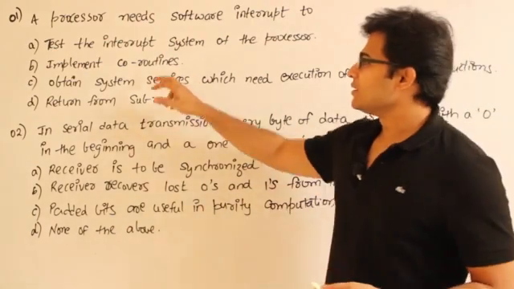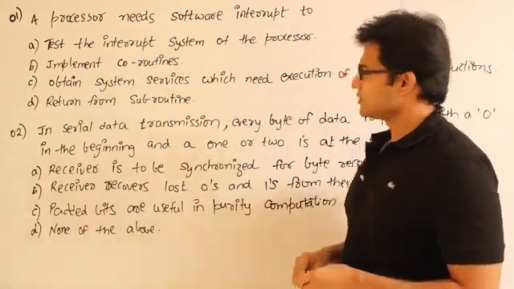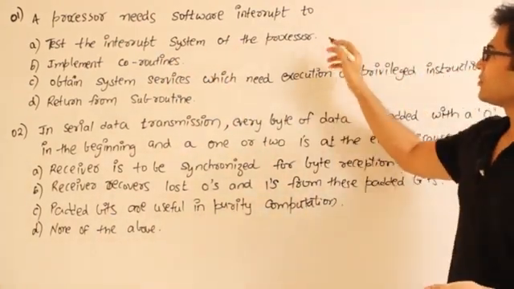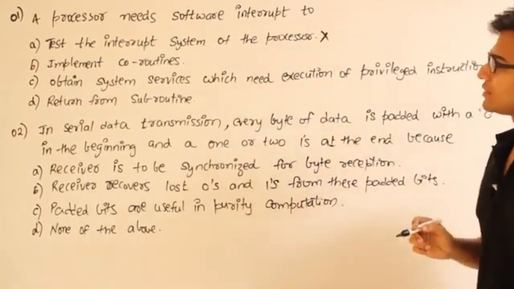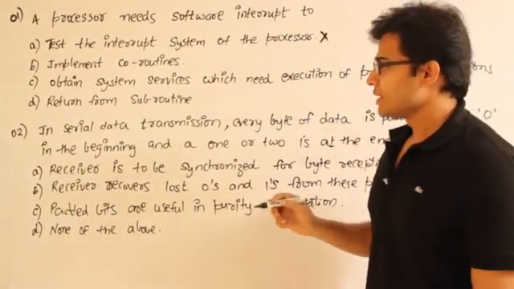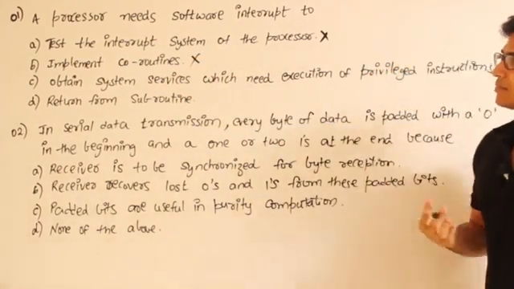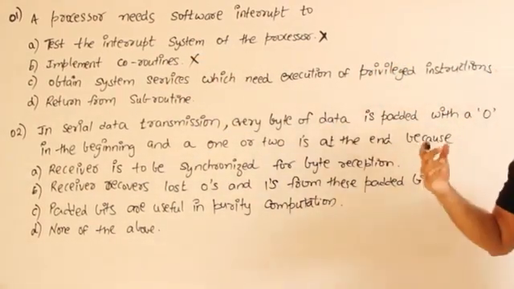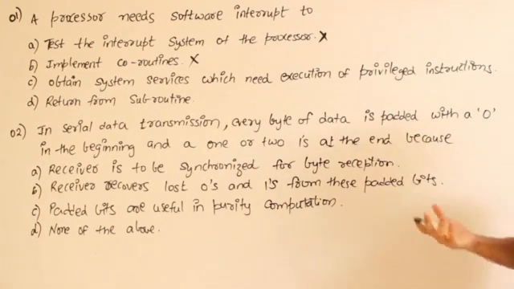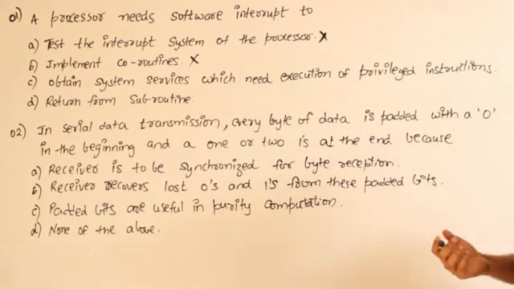Now see this, it is used to test the interrupt system of the processor. There is no need of testing the interrupt system. I don't know what they mean by this. And next one is, it is used to implement the coroutines. Coroutines don't need any interrupt, they are just a branch instruction, right? You save something on the memory, the return address, and you go to the branch, that is coroutine.